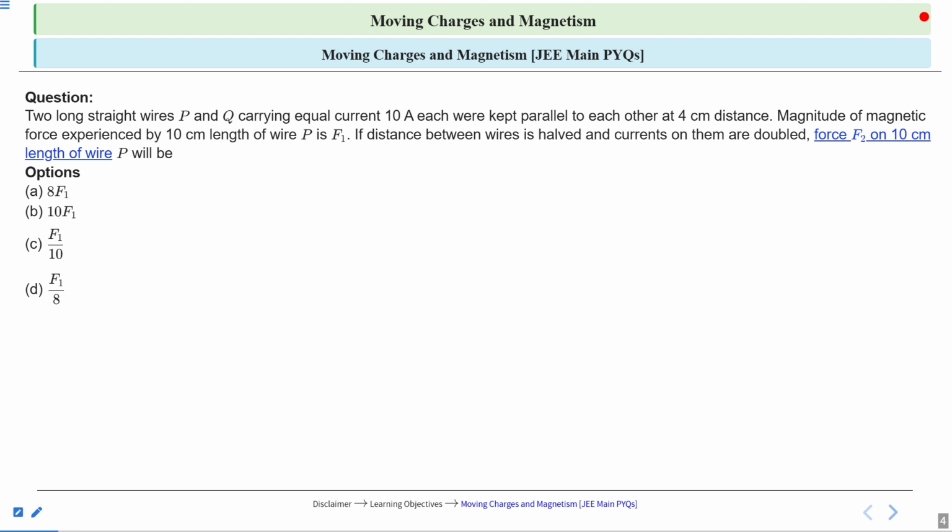So the force experienced by 10 centimeter length of wire P is F1. Now another condition: if the distance between the wires is halved and the currents on them are doubled, meaning the current will become 20 ampere and the distance becomes 2 centimeter, the force on 10 centimeter length of wire P will be F2. You have to find the relation between F1 and F2. I will give you some time to think about it. Options are F2 equal to 8F1, 10F1, F1 upon 10, or F1 upon 8.